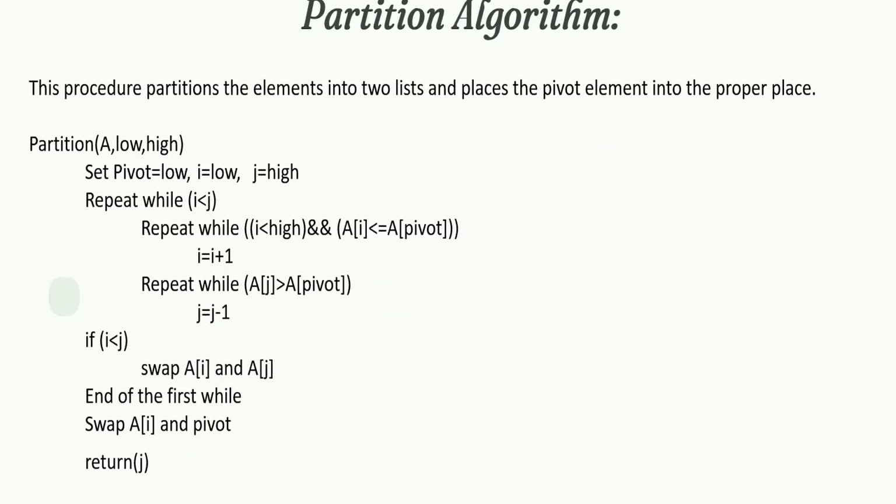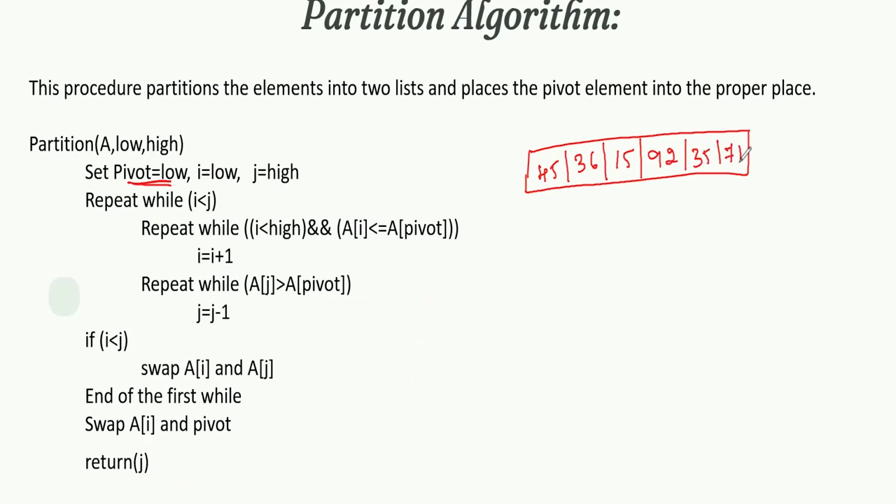Now this might look a bit complicated, but it's very simple. Here I'm going to take the pivot value as low. Remember, let me take the same example. I hope all of you are taking it down. So 45, 36, 15, 92, 35 and 71. If I'm taking this, and I had called the quicksort function of low and high, so this is 5, quicksort function of array comma 0 comma 5 was the call. Sorry, partition function, not quicksort, partition function of this one, 0 comma high.